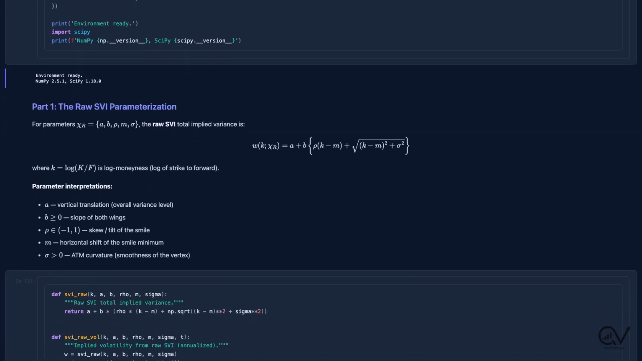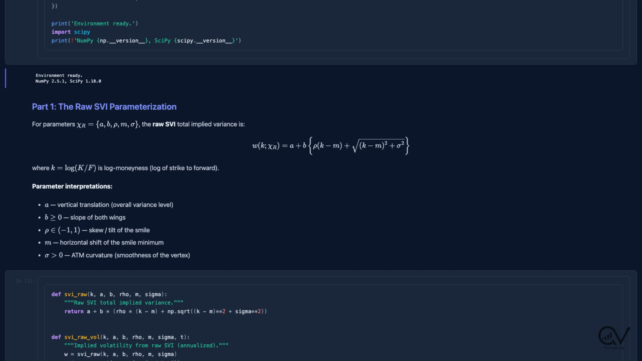The raw SVI parameterization maps log moneyness k to total implied variance w. Log moneyness is the log of strike over forward. It is 0 at the money, negative for puts, and positive for calls.